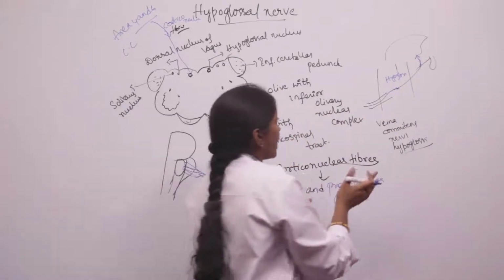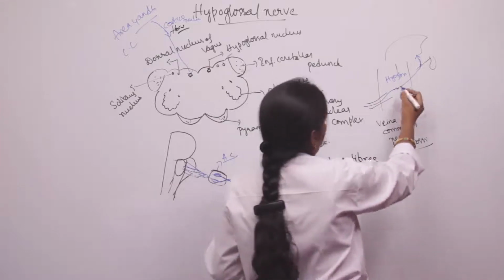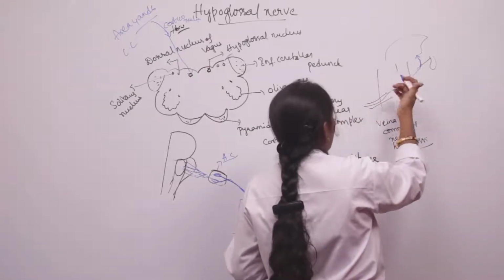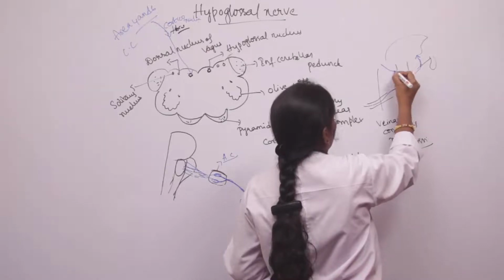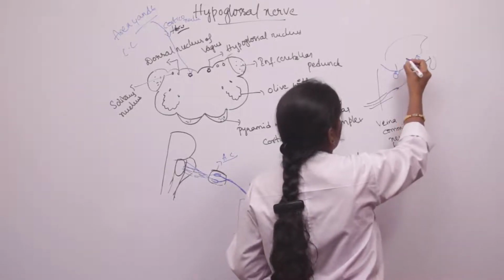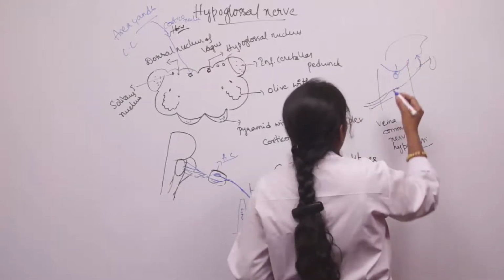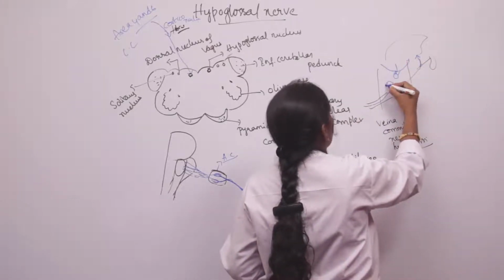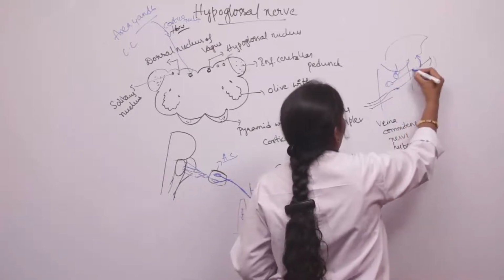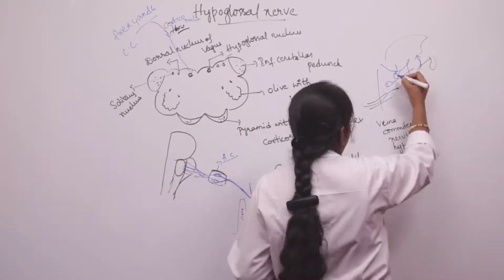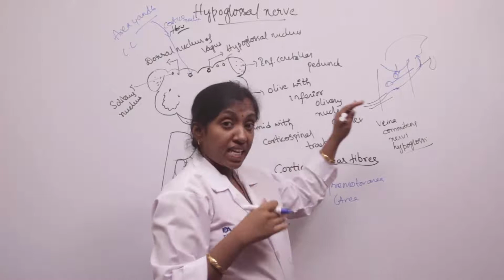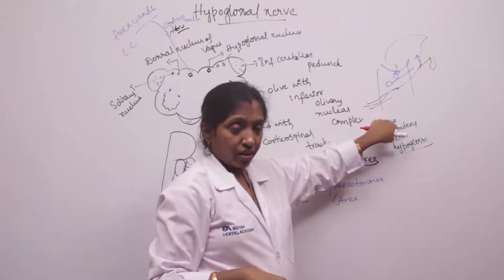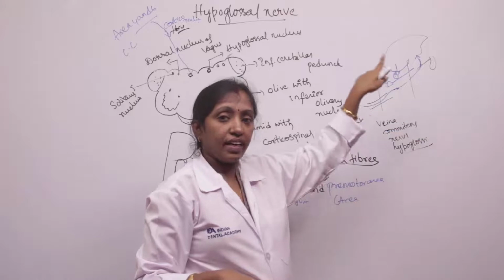In the digastric triangle, the hypoglossal nerve is related to the lingual nerve, and also to the deep part of the submandibular gland, the submandibular duct, and the submandibular ganglion. We have discussed all these things in detail regarding the tongue.